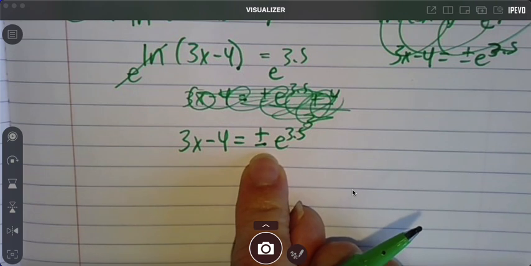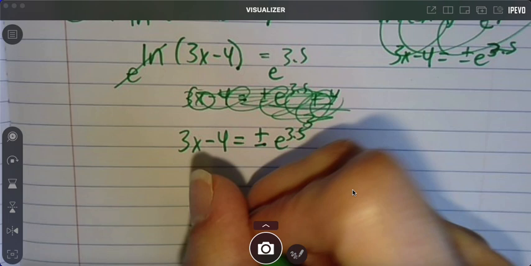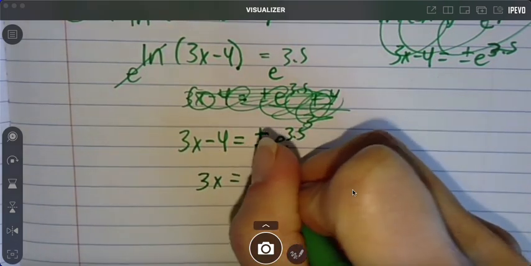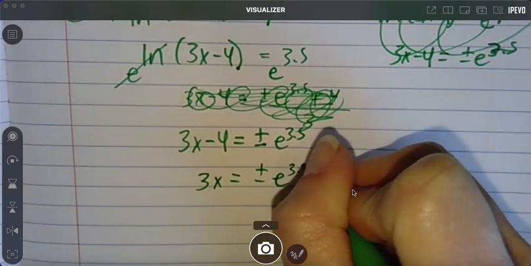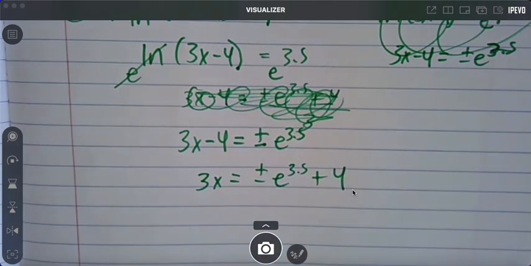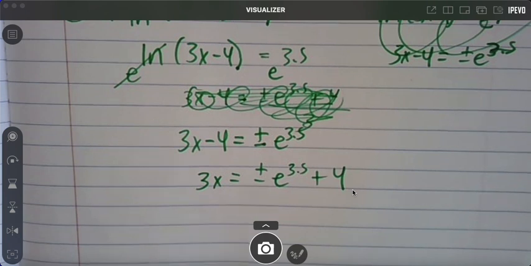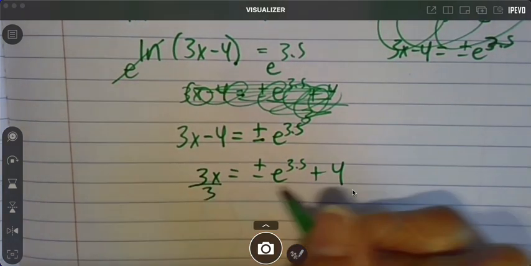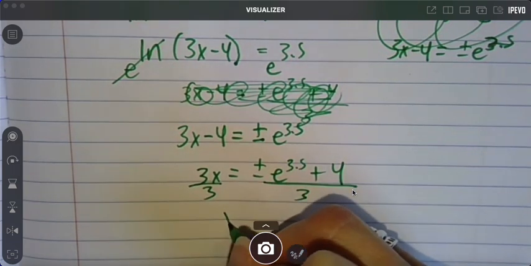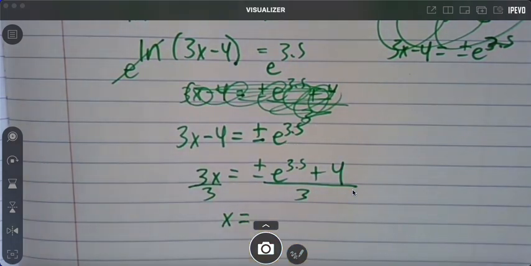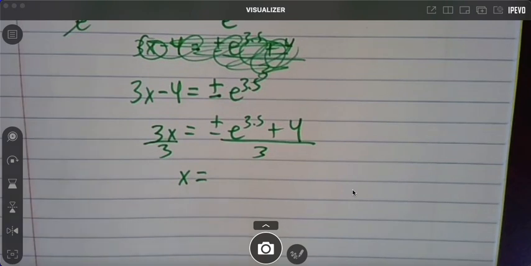Oh, I got that so far. How would I solve for x? You have plus 4. Yeah, we would add 4. So I've got all this craziness. I'm going to add 4, and then what would I do to solve for x? Divide by 3. And then you would type both of those answers in your calculator. Here's the deal. We get 2 answers because there's a positive and a negative.